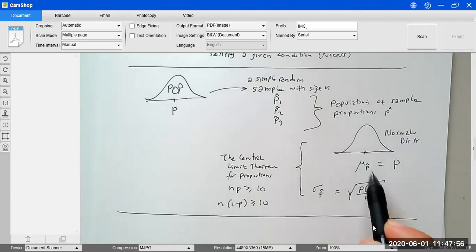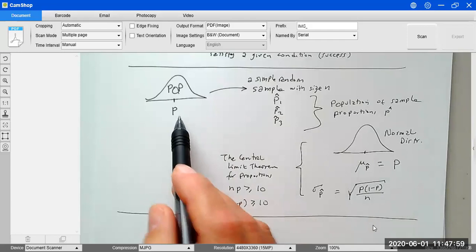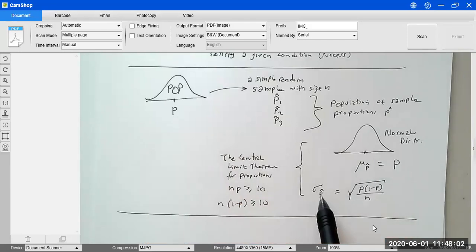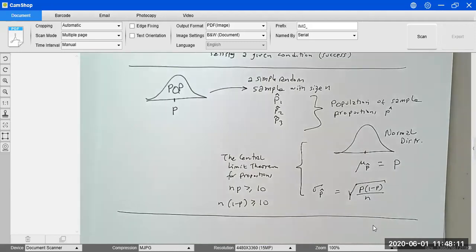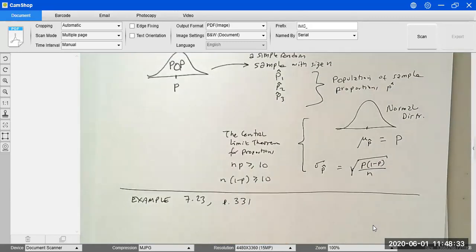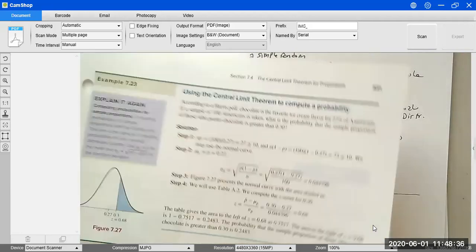So the mean for this normal distribution is going to be equal to p, the proportion of the population, and the standard deviation for this normal distribution is going to be the square root of p times 1 minus p over n. So we're going to solve two examples, and then you're going to have the chance to work on this. So we're going to start with example 7.23 on page 331. So let's read the problem, and then we're going to proceed to solve the problem.